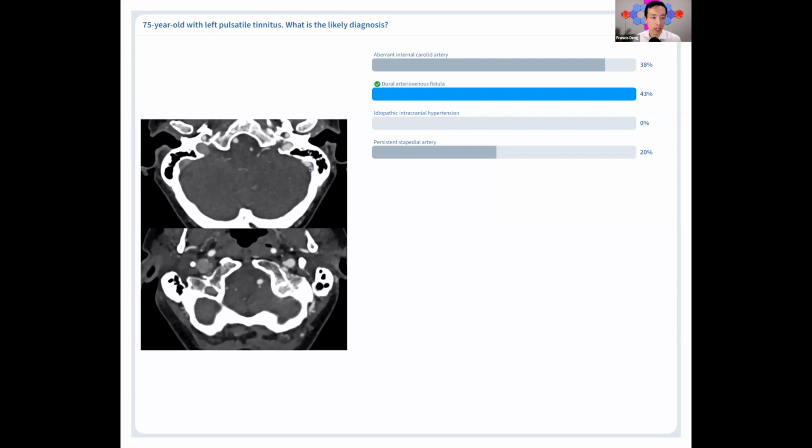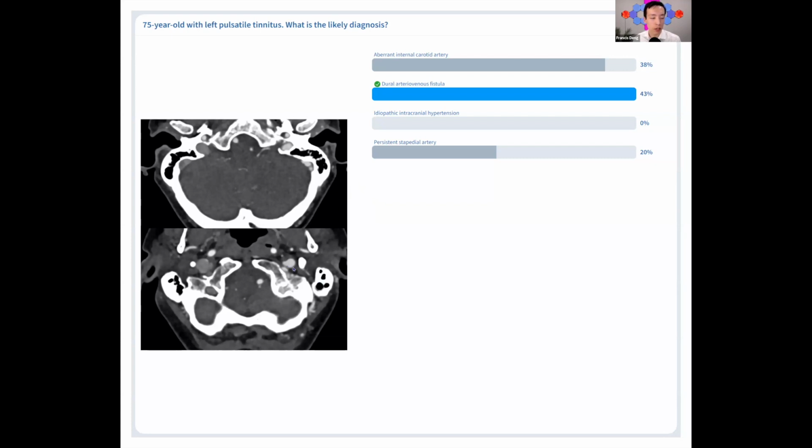Number one, there's this linear filling defect within the sigmoid sinus, and this may be due to chronic thrombosis. So dural AVFs are associated with chronic thrombosis of the venous sinus, and that may be either a cause or sequelae of the dural arteriovenous fistula. It's a common association that after you get a dural venous sinus thrombosis, you develop some recruitment of arterial feeders, and that creates a dural AVF. And it's also true that dural AVFs, because they dump arterial blood into the venous sinuses, cause endothelial damage, and that may promote the formation of thrombosis.